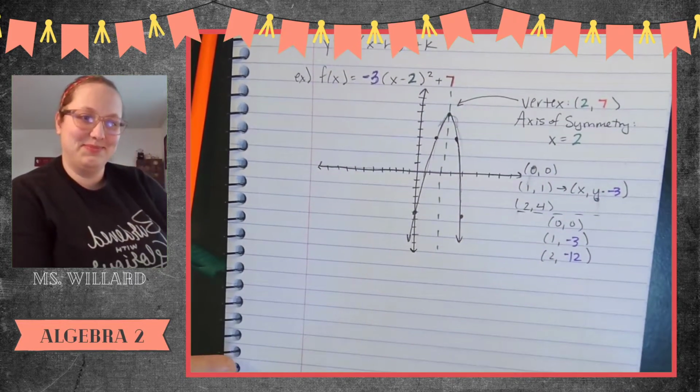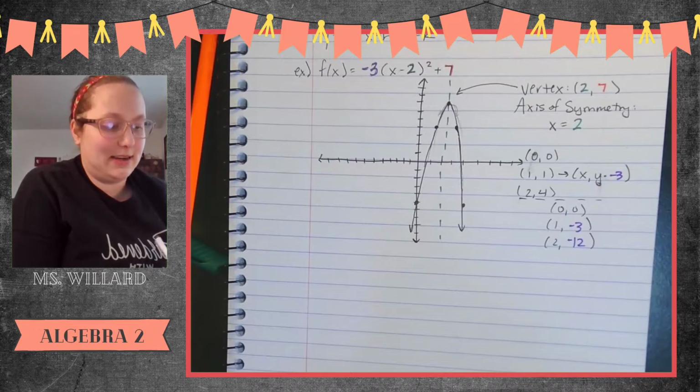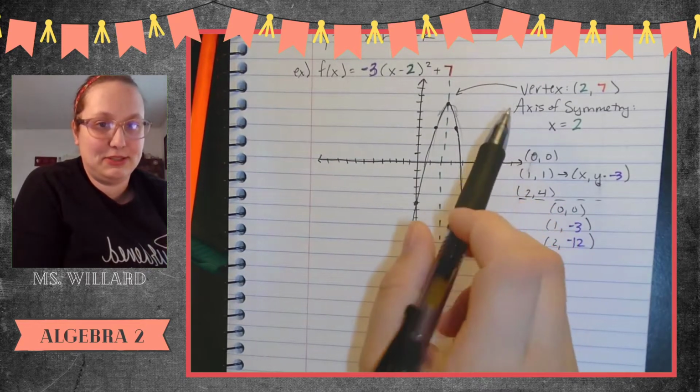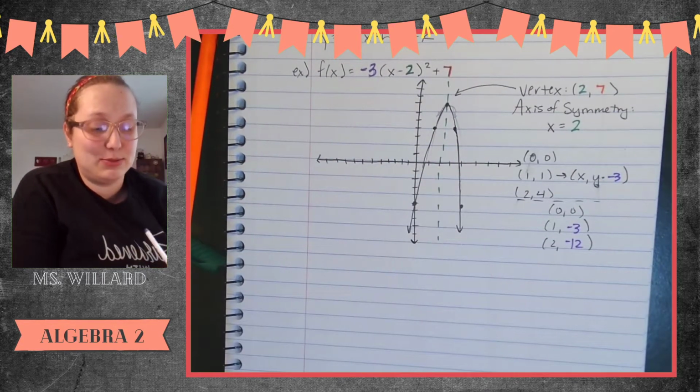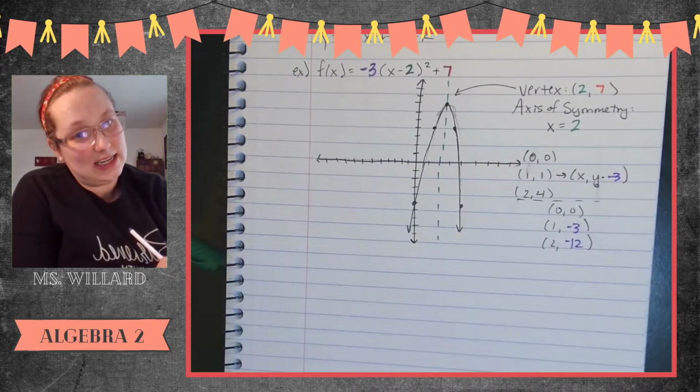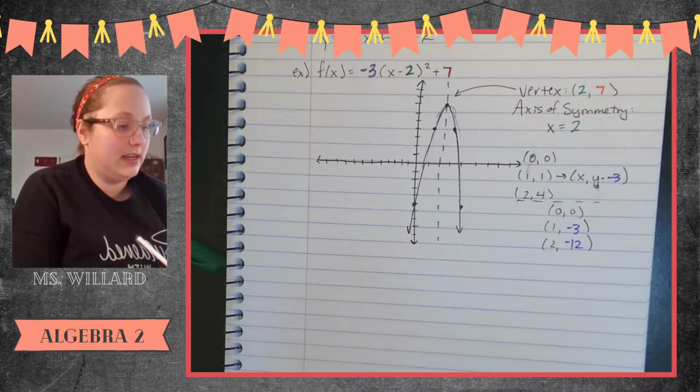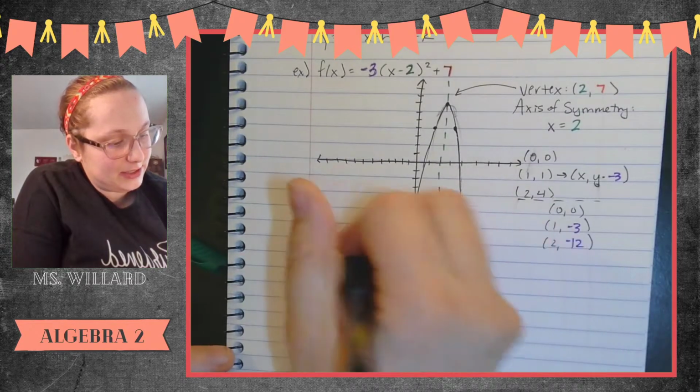Same reason. Okay, so that is vertex and axis of symmetry. Just to recap, like we've kind of done this in Algebra 1, but if you forgot everything, I got you, don't worry. Okay, let's describe the transformation.